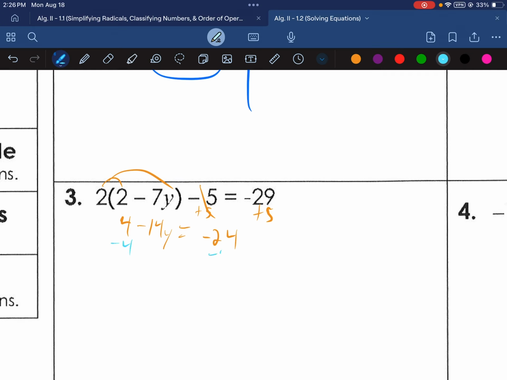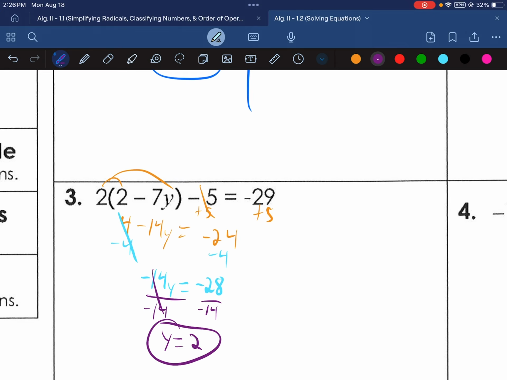So I'm going to subtract 4 to get it away from my variable and toward the other numbers. Remember, the goal is to get variables on one side, numbers on the other. So we have negative 14y equals negative 28. Divide by negative 14, and I end up getting y to equal positive 2.